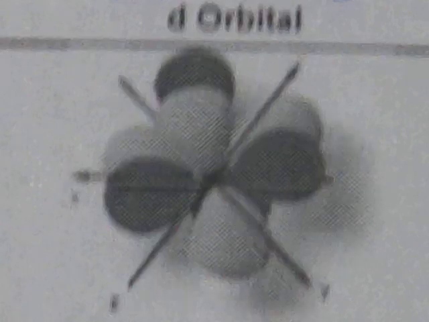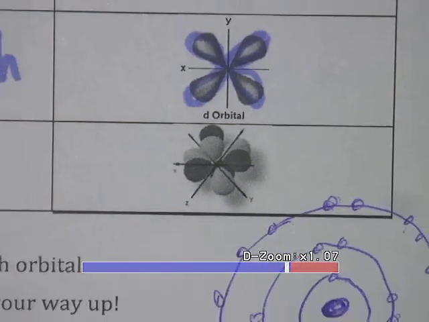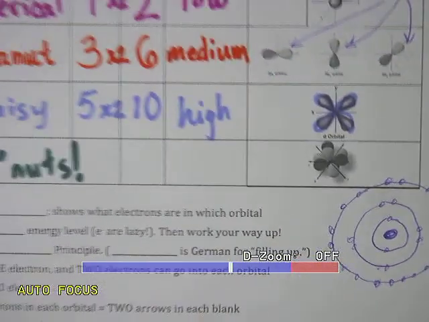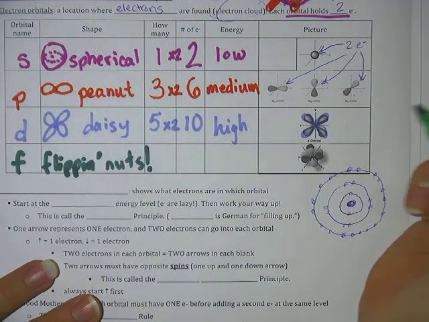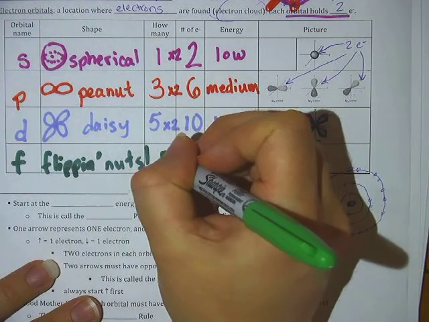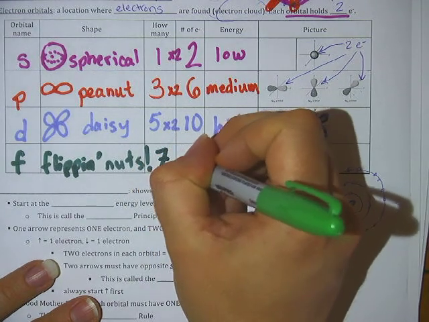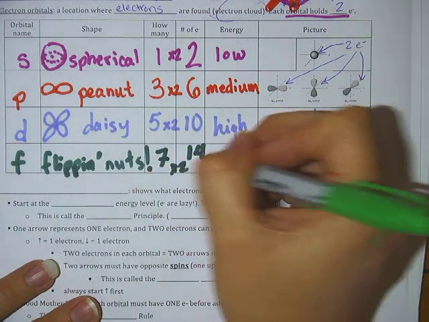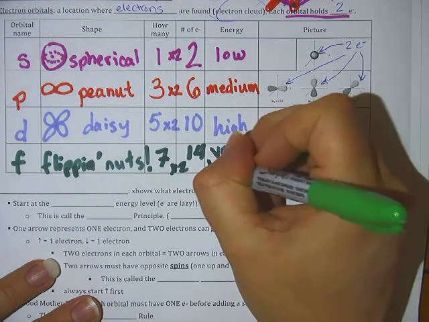You can kind of tell even just from this crappy picture that it's just everywhere. So I never even try to draw them. If you really want to Google image search it yourself, be my guest. But they're flippin' nuts. There are 7 of them. Again, each one holds 2 electrons, so that is 14 total electrons. And their energy is very high.